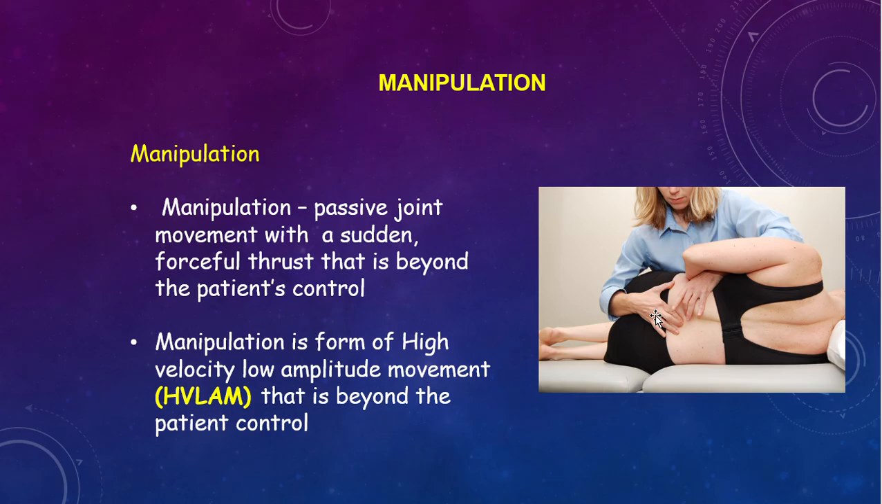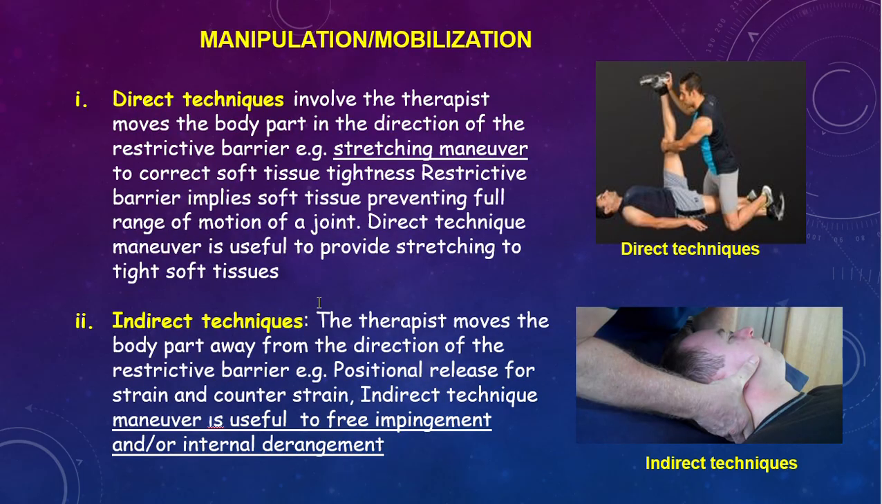So manipulation is actually carried out at high velocity and low amplitude. Now the velocity is so fast that it's beyond patient control, unlike in mobilization where the velocity is so low that both the patient and the therapist are in control of it. Is that clear? We use them for different purposes that you are going to discover later.